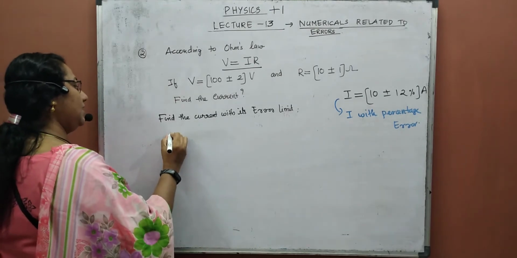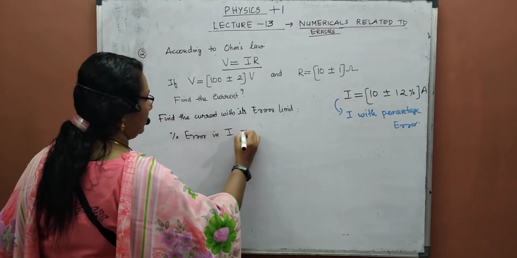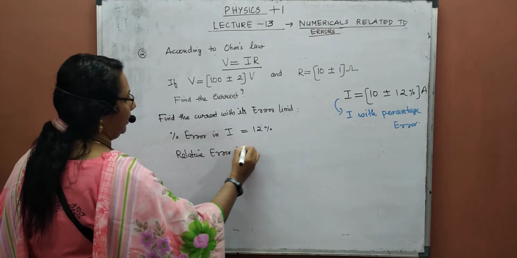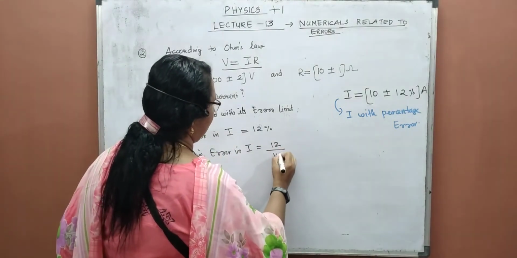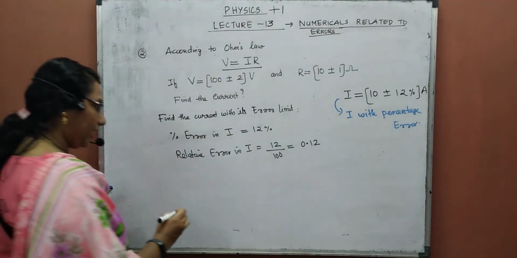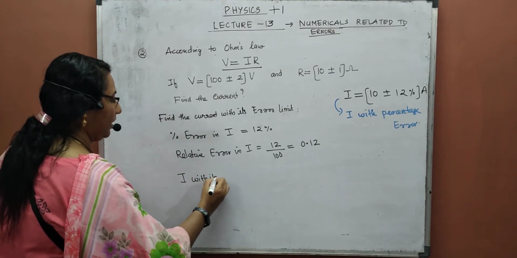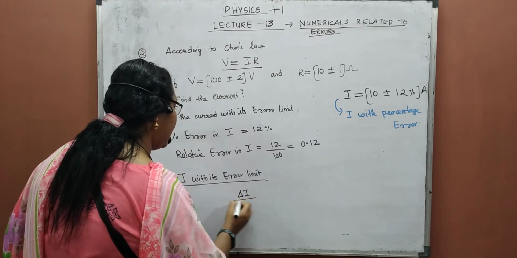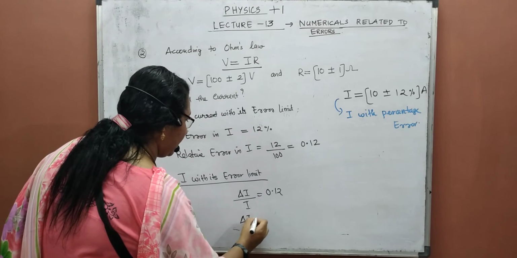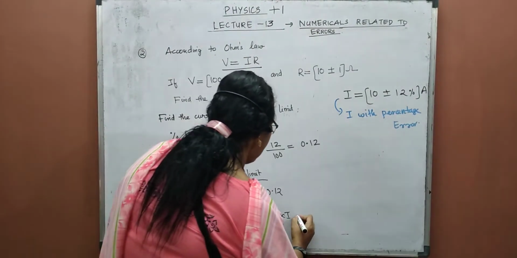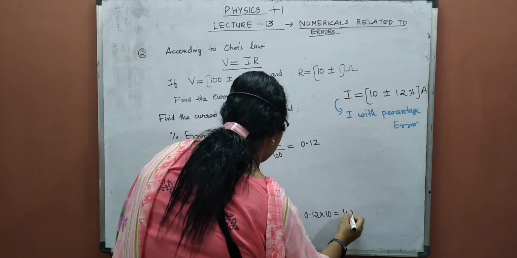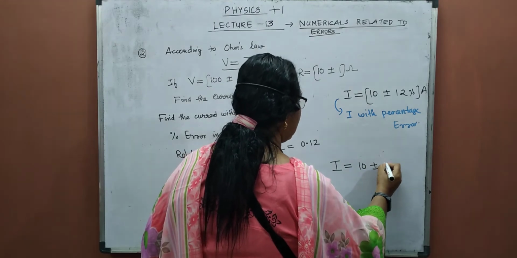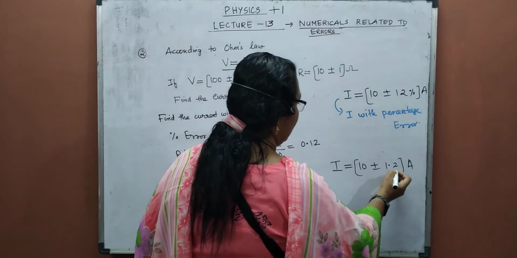Once more, the percentage error in current I is equal to 12%. Therefore, the relative error in I is 12 by 100, which is equal to 0.12. Therefore, to take the current with its error limit, delta I by I is equal to 0.12. Delta I is equal to 0.12 into I, that is, 0.12 into 10, which is 1.2 ampere. So what is delta I? 1.2. So I is equal to 10 plus or minus 1.2 ampere. This is the correct error for 10 ampere, and this is the percentage.